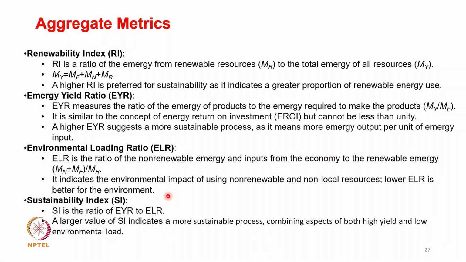Some of the single metrics that you can use are the renewability index. RI is the ratio of the emergy from the renewable resources to the total emergy of all resources. So My is of course the summation of Mf, Mn and Mr. Mr is the renewable, Mn is the non-renewable, and appropriately we compute it. And a higher RI is preferred for sustainability as it indicates a greater proportion of renewable resources.